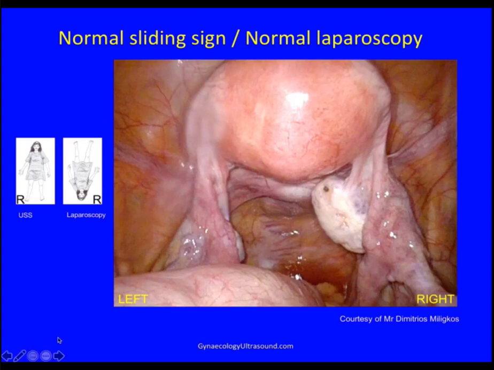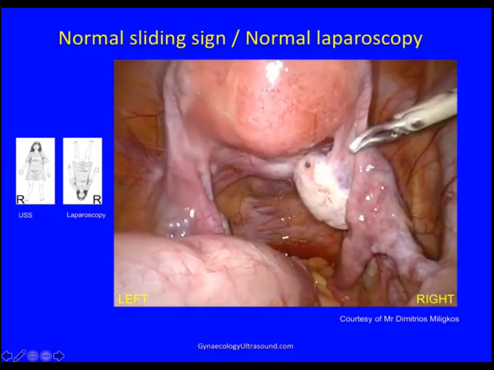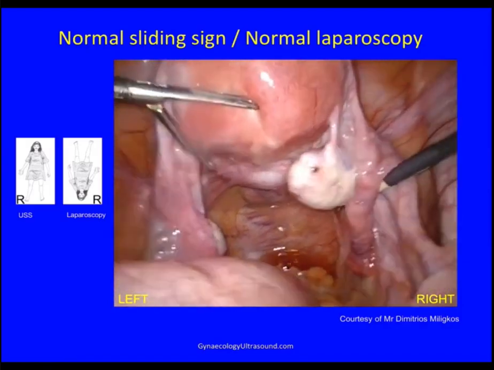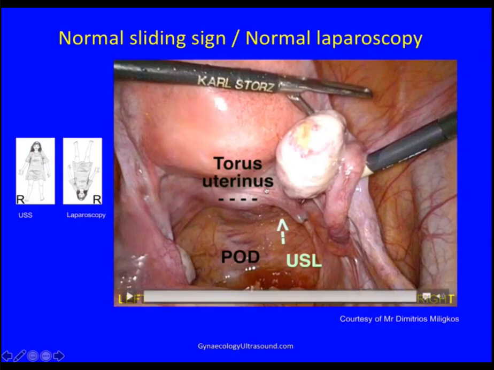Now, when you have done an ultrasound, we are looking at the patient's right on this side and her left there by the way we set up the machine. But at laparoscopy, her right is on this side because with the laparoscope, we're looking in toward the feet. So this view of a laparoscopy in a patient who had a normal sliding sign, this is the back of the uterus. So if I play this video, you'll see that's the back of the uterus, and there on either side you'll see an ovary and a fallopian tube, but this is the area that I want you to look at. This is the torus uterinus.